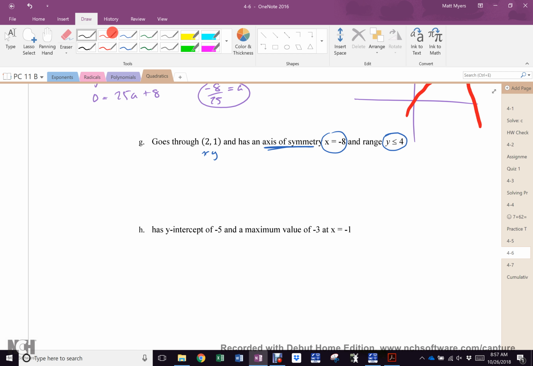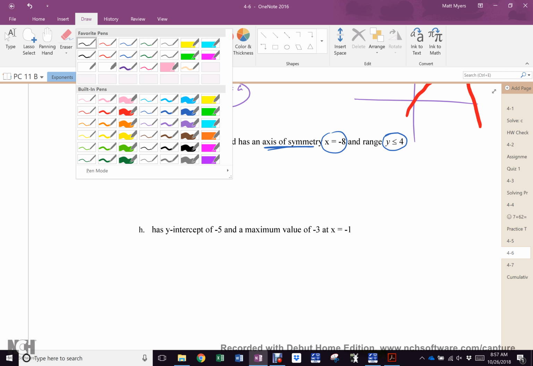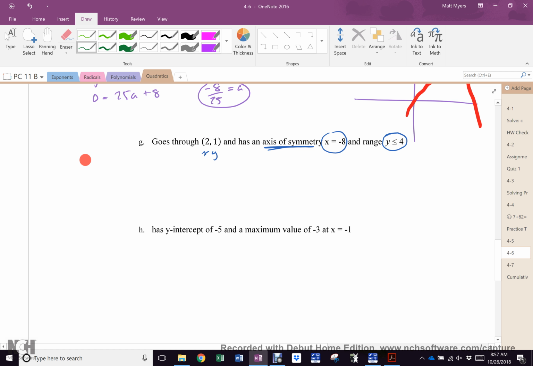Answer for me yet? Yep. What color? Green. Light green or dark green? Dark green. Dark green it is. Y equals A times X plus 8 squared plus 4. Now, since y's have to be less than 4, is it a positive or a negative parabola? It's a negative parabola, so A must be negative, yeah?